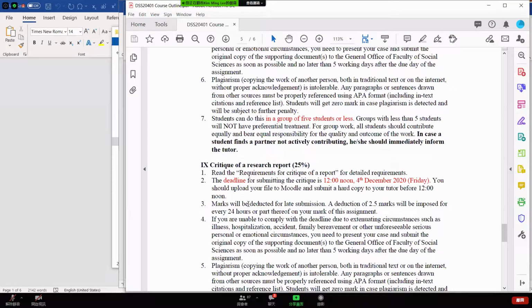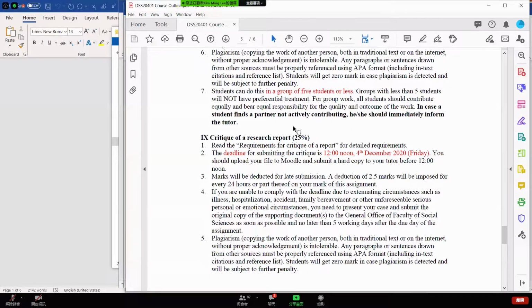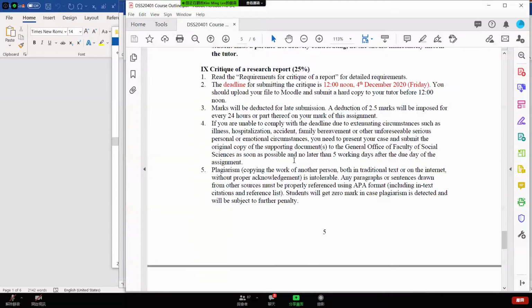The criteria of the research proposal, again, the deadline is December 4th. It is the same as this, but because this is individual work, that means there won't be any free rider at all. So that is the critique.